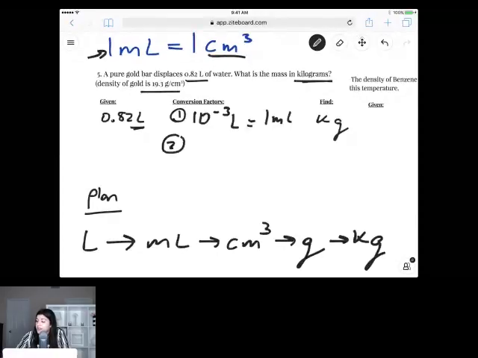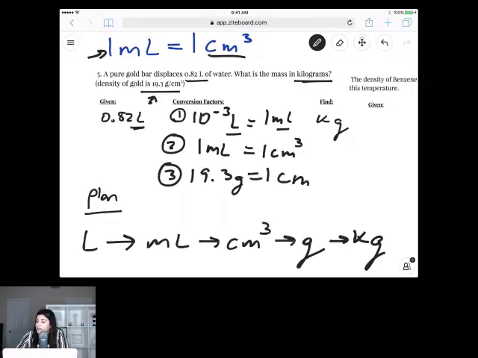Okay, so now that we got liters, we're now at milliliters, and we want to equal that. So we said what equals it is that 1 milliliter is then equal to 1 cubic centimeter. Still not there. All right. Next, what equals cubic centimeters? Our density. So our third conversion factor will be our density, which is 19.3 grams per every 1 cubic centimeter.